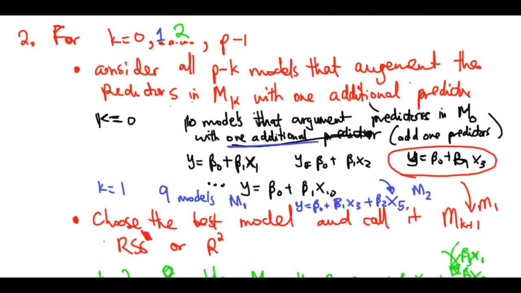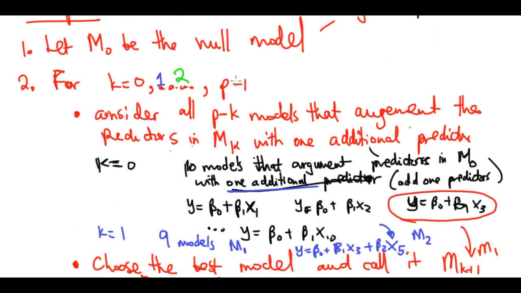We repeat this process until we get to p minus 1. So it's going to be 10 minus 1, until we get to 9. When we get to 9, we would have fit every model. Here we say 10 minus 9, 1. So consider one model at the end. There's going to be one model, and that is the model where all the predictors are in it.